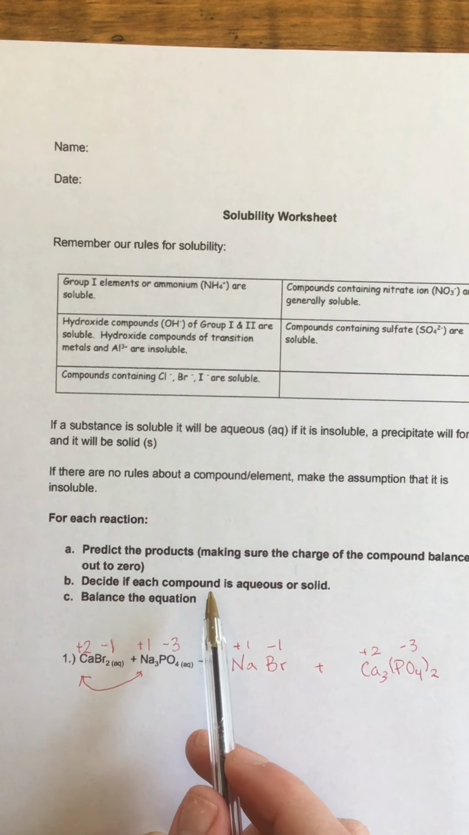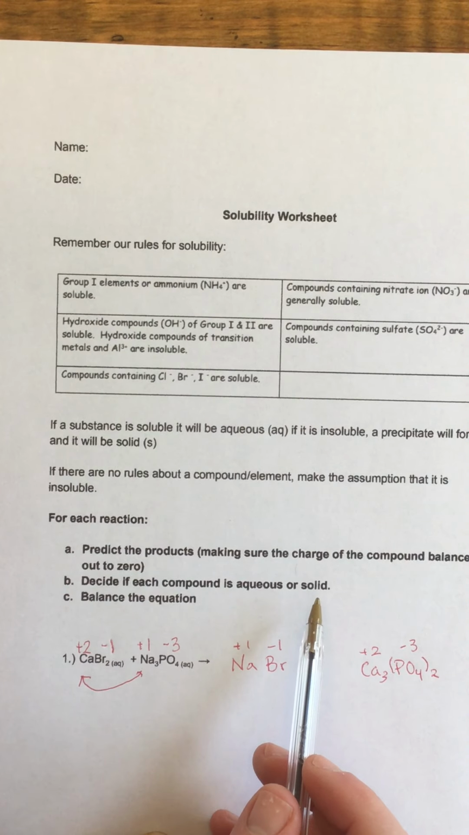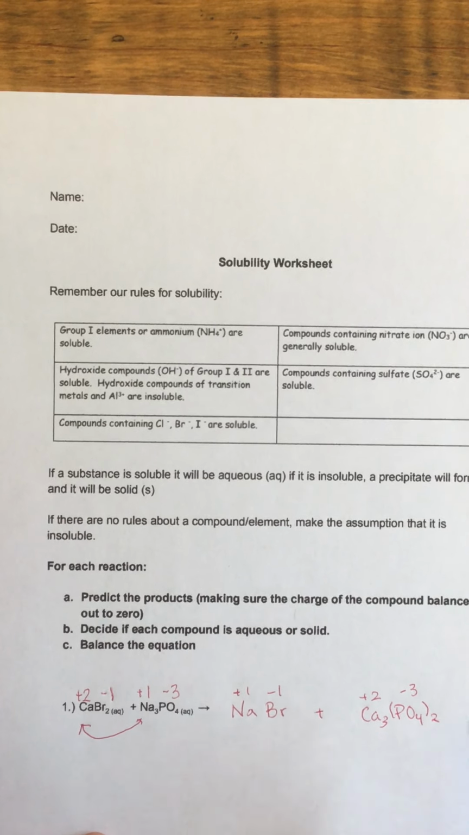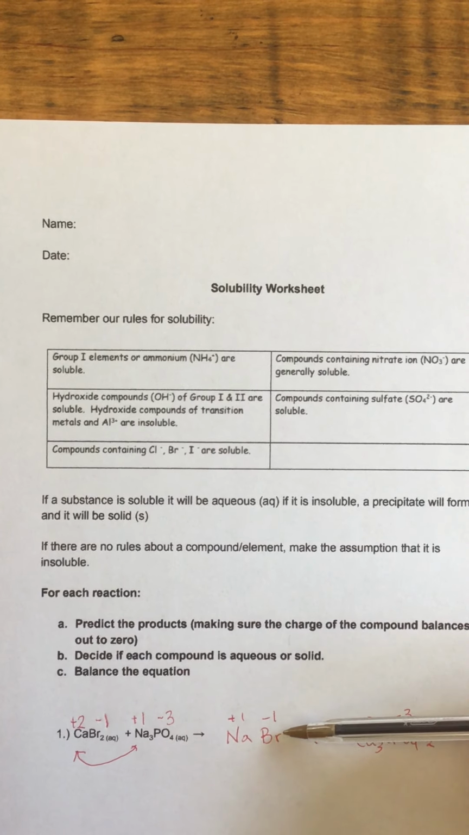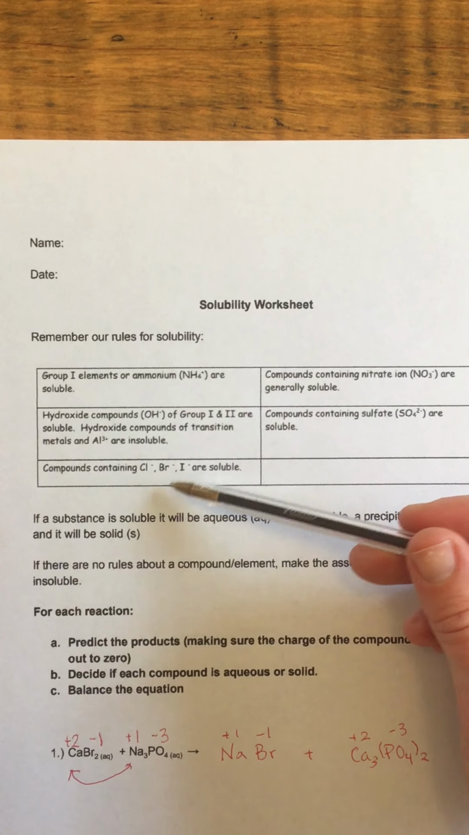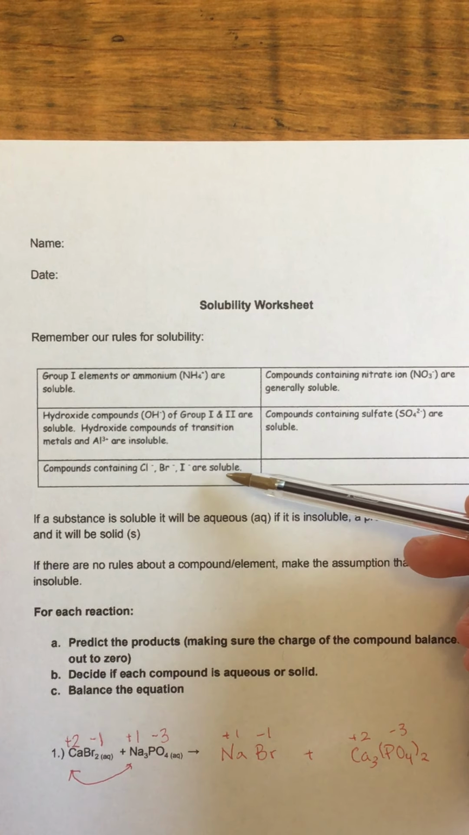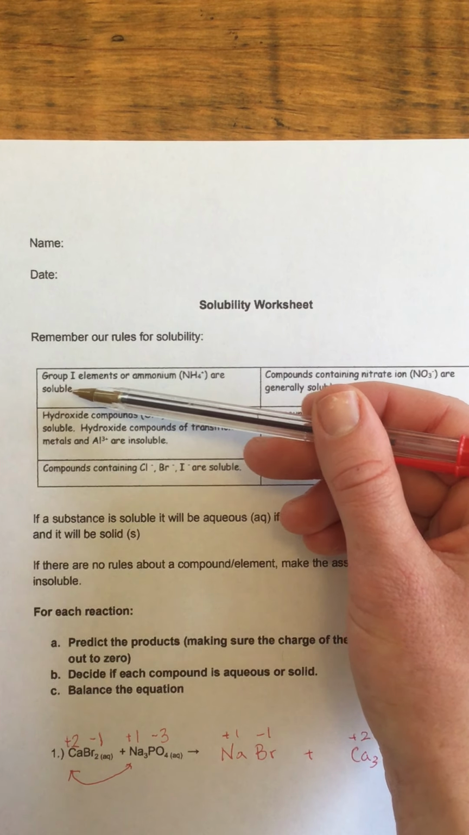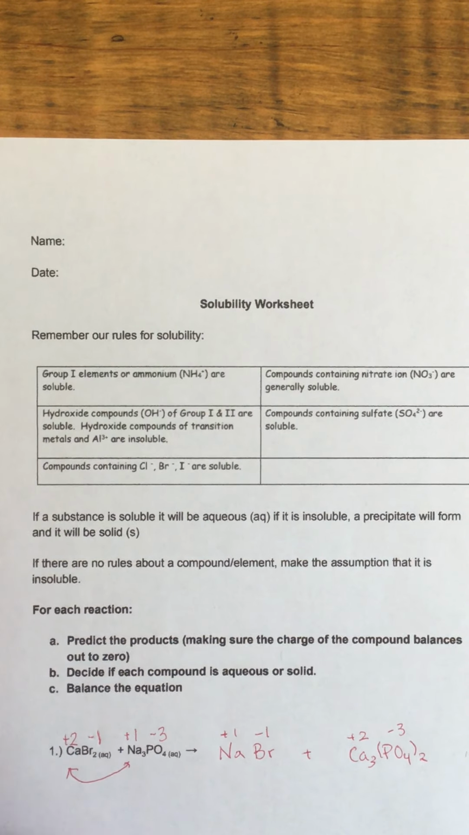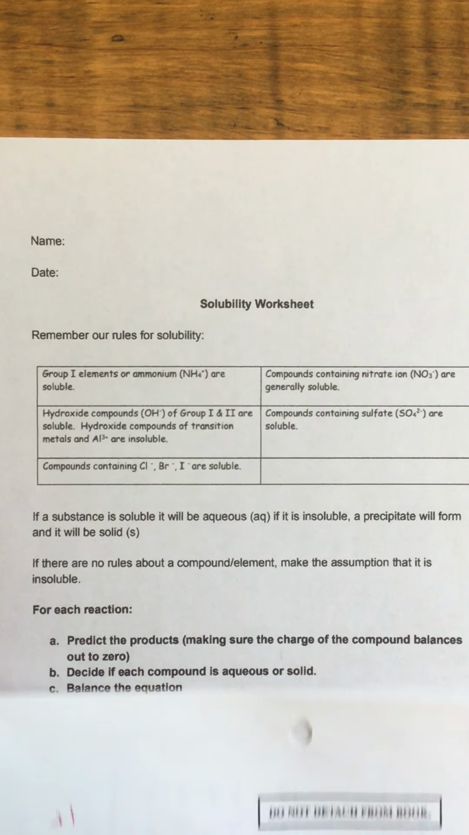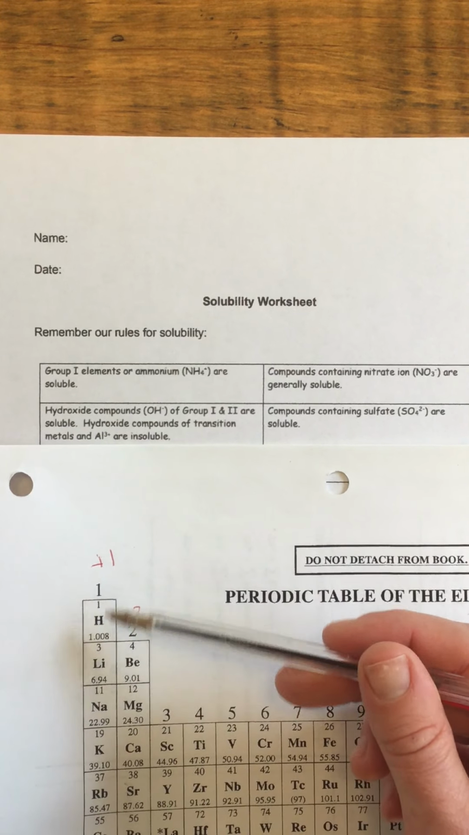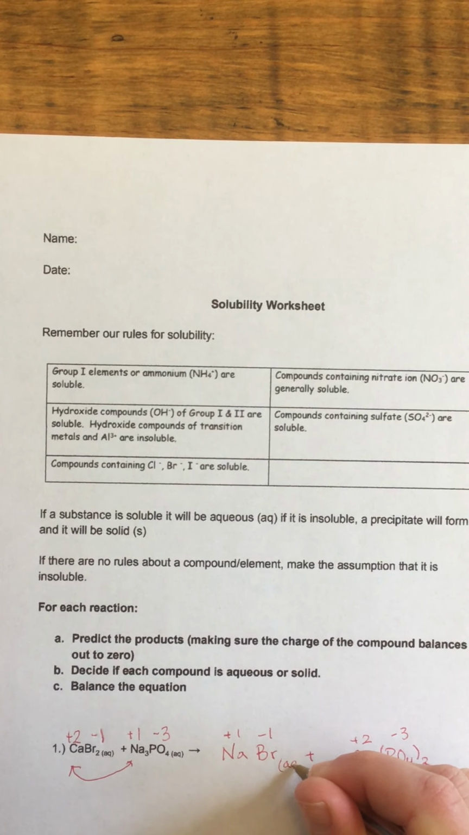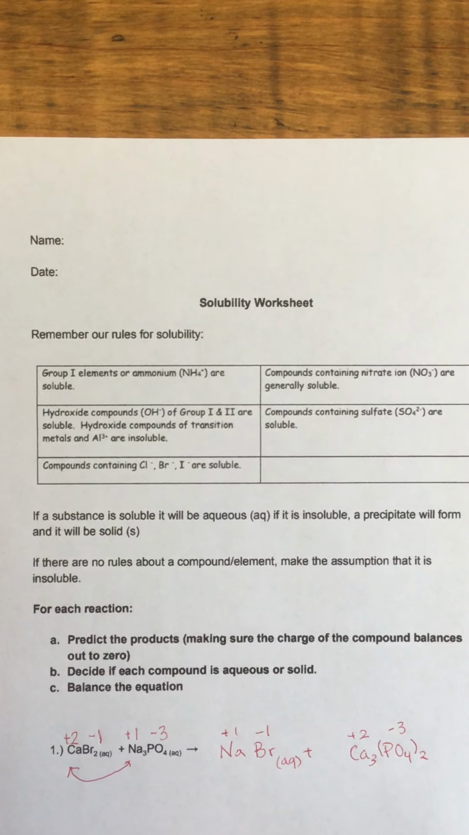The second part, decide if each compound is aqueous or solid. I have to refer to the solubility rules. So here I can see sodium bromide. There's a rule that says compounds containing bromine are soluble. There's also a rule that says compounds containing group 1 elements are going to be soluble. So because sodium is in group 1 on the periodic table, that would mean it's soluble. So I'm just going to write AQ after sodium bromide.